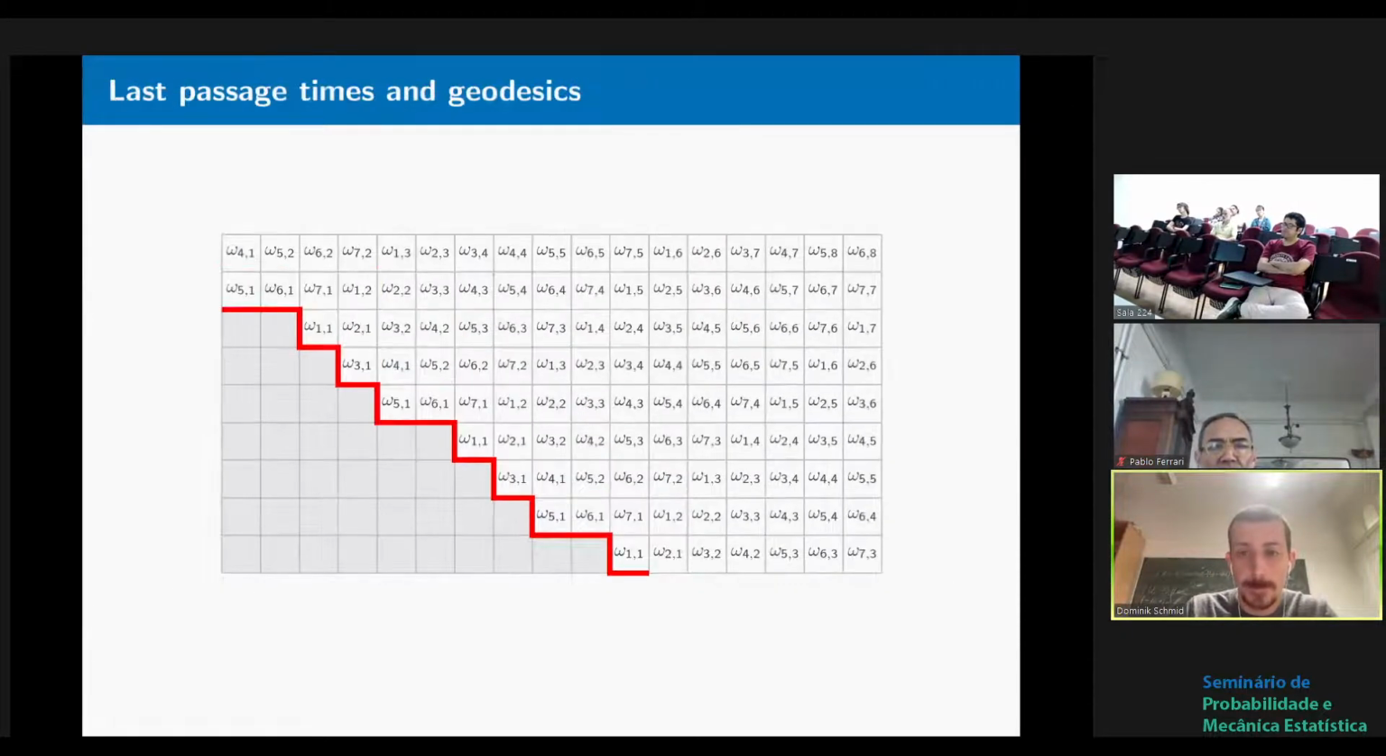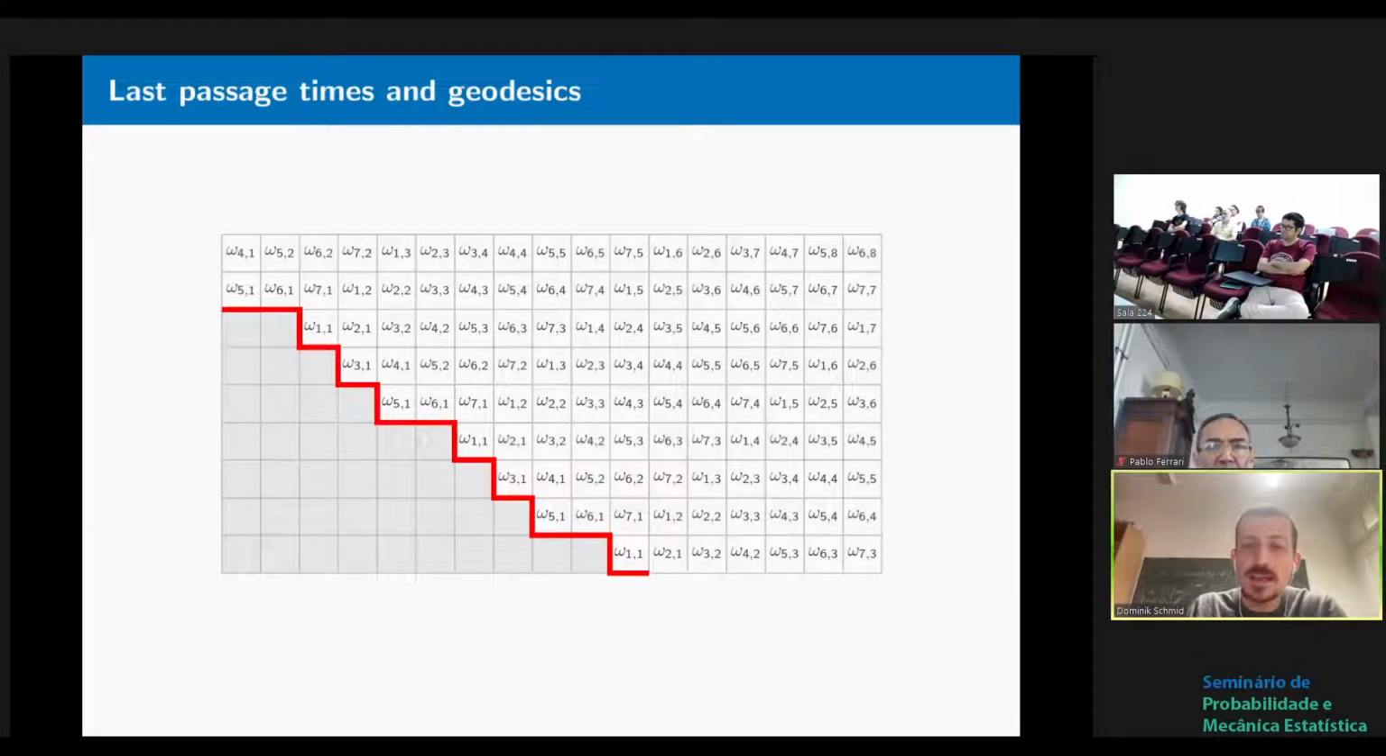Okay. So it's a key thing that this is a real 1-to-1 mapping, which is a very classical result, I think, going back to Rost in 1970. So what can we do with this? Using this correspondence, we can talk about last passage times and geodesics.